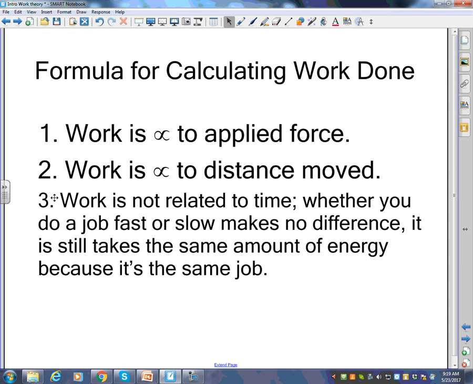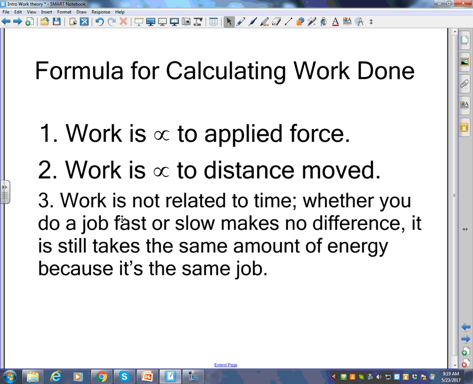So, work is proportional to the applied force. Work is proportional to the distance moved. Work is not related to time. Whether you do a job fast or slow makes no difference. Now, that's not true in real life. People want the job done in a certain amount of time. That's called deadlines. That's important. But it still takes the same amount of energy because it's the same job.